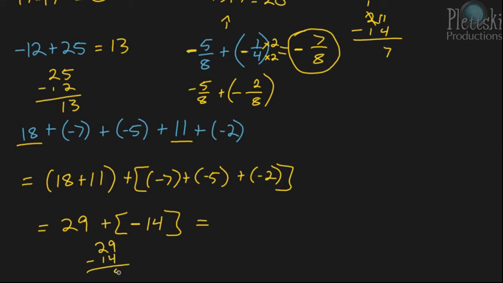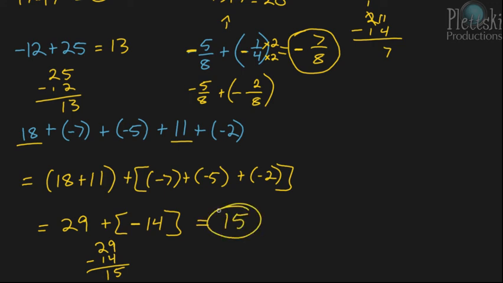9 minus 4 is 5, and 2 minus 1 is 1. So our answer is going to be 15, and it's going to be positive because it'll take the same sign as the number that's farthest away from 0. So our answer is 15.